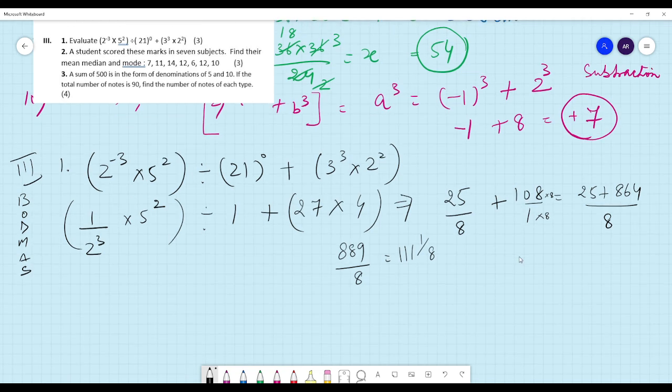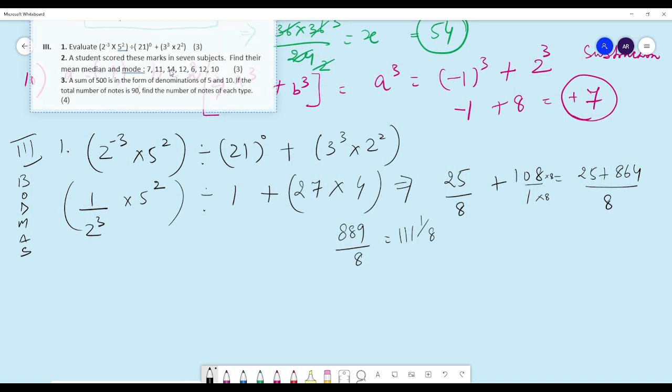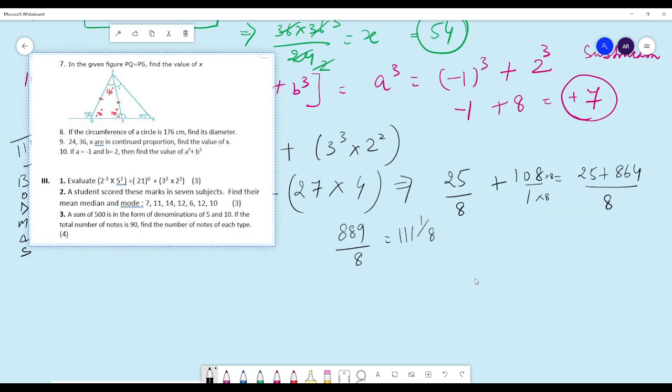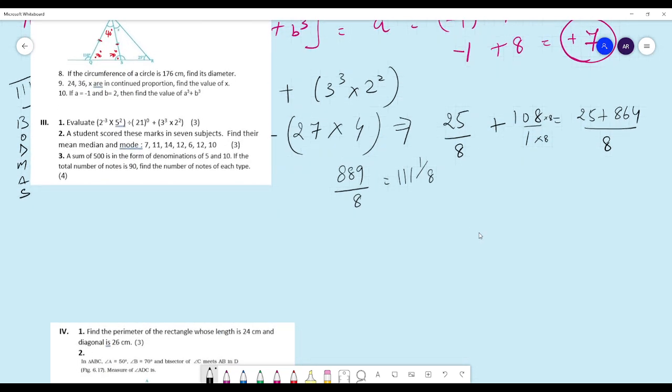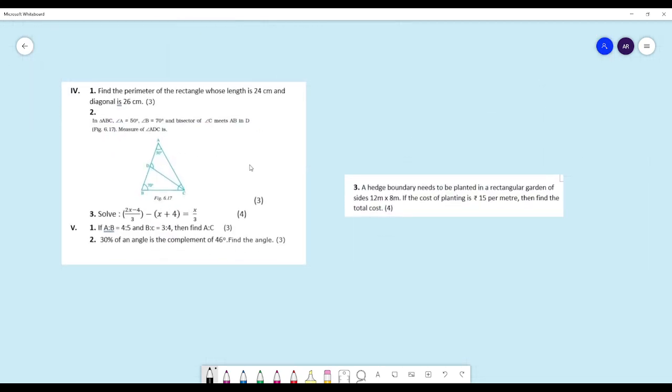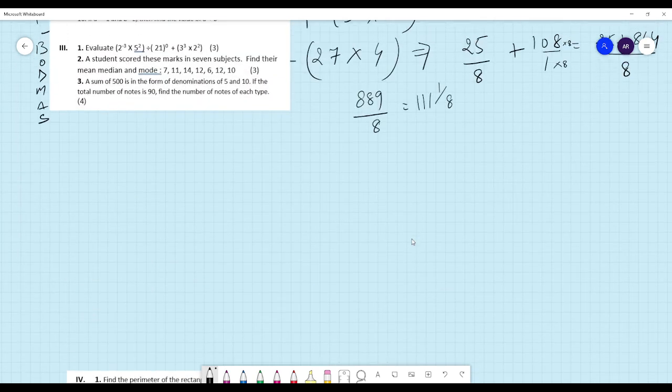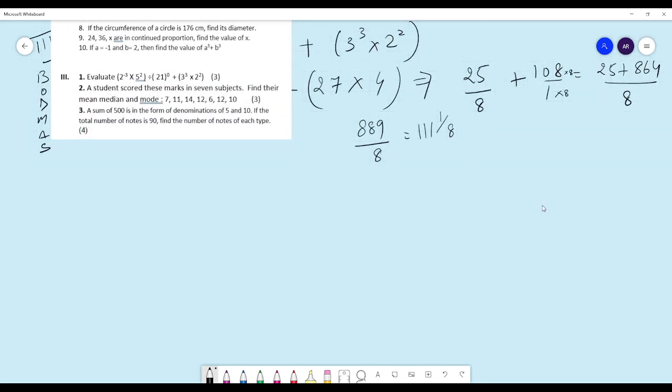Okay, now let us move on to the next question, which is related to statistics. Right? Let us take them down further to make more space for ourselves. And yes, let us take this question up first. So what we have over here now: a student scored these marks in 7 subjects. Find their mean, median and mode.